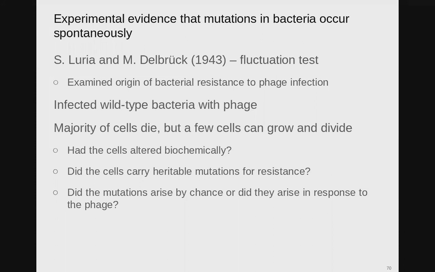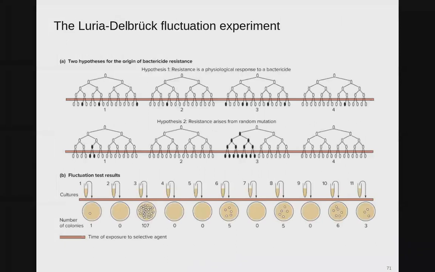And the question you could ask is, had the cells altered biochemically? So is there something adaptive about the phage being present? You could ask, did the cells carry heritable mutations for resistance? Or did the mutations arise by chance, or did they arise in response to the phage? So phages being a selection pressure, thinking about Darwinian evolution. So let's talk about this.